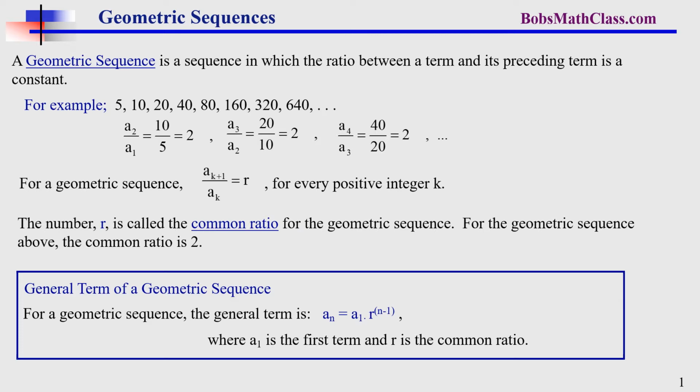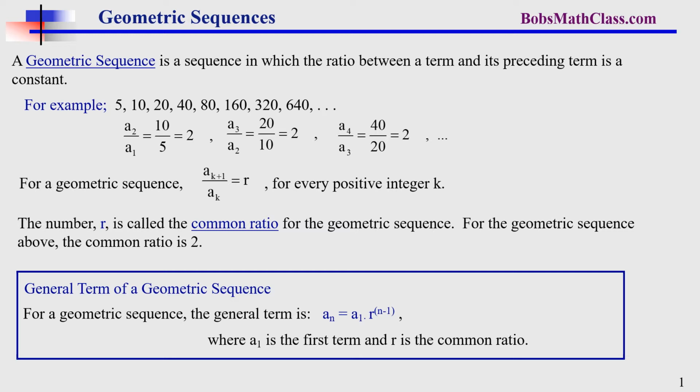A geometric sequence is a sequence in which the ratio between a term and its preceding term is a constant. In other words, what number are we multiplying a term by to get to the next term? Another way we could look at it is dividing a term by its previous term, and if that number is the same for any term and its previous term, then it's a geometric sequence.